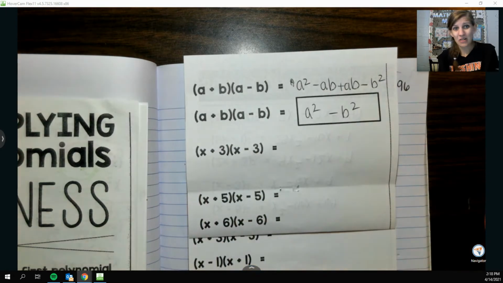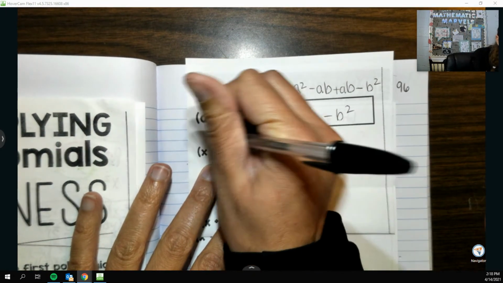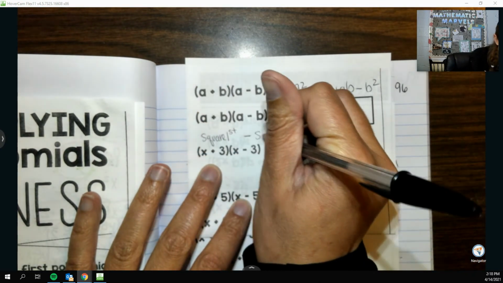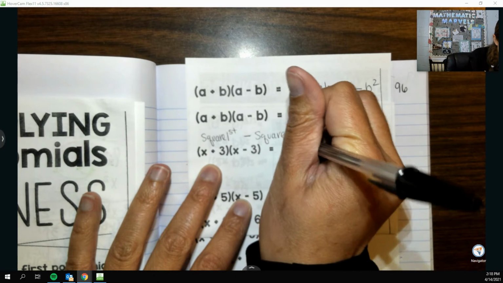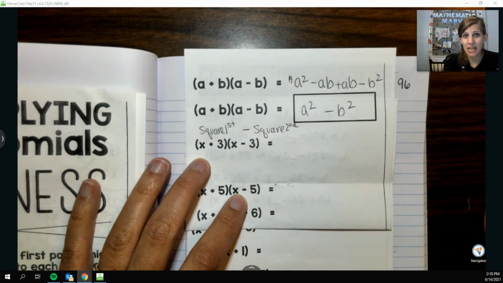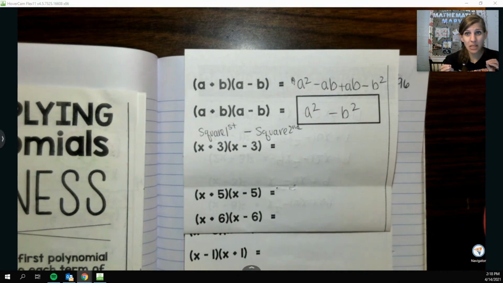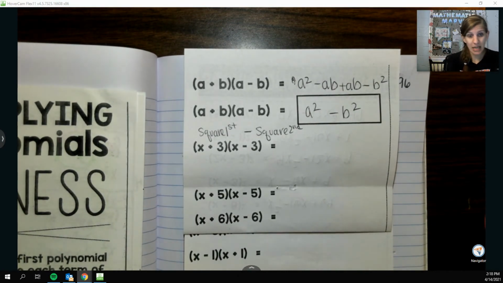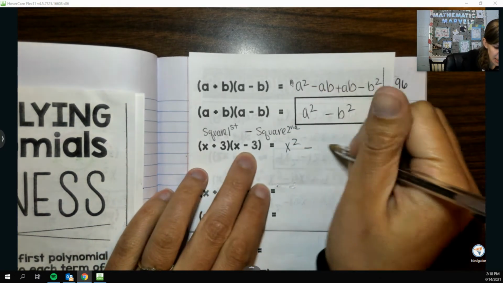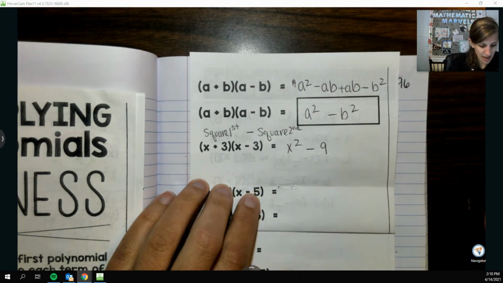So this one is so nice because I just square the first, square the first minus the square of the second. And that's it. These ones are so nice. But it has to follow that pattern. Like you have to have the same exact numbers, except for one's a plus and one's a minus. So I square the first minus square the second. And the number is the same in both, so it kind of doesn't matter.